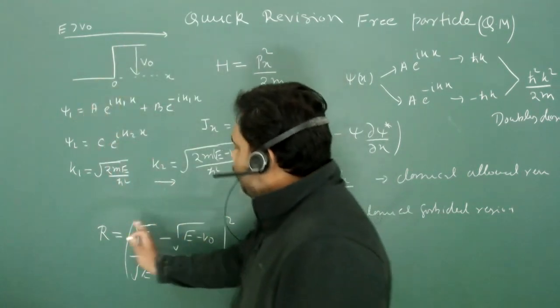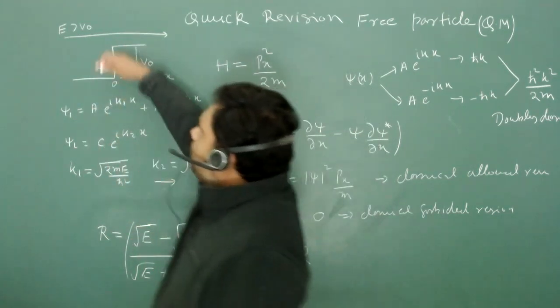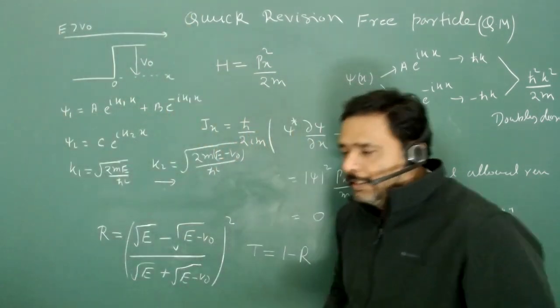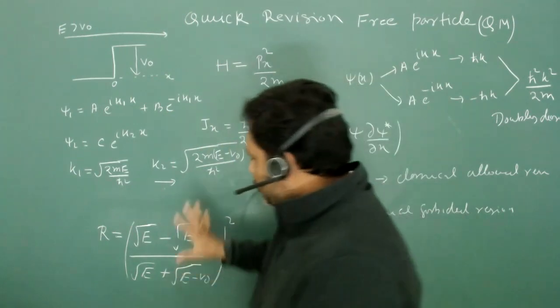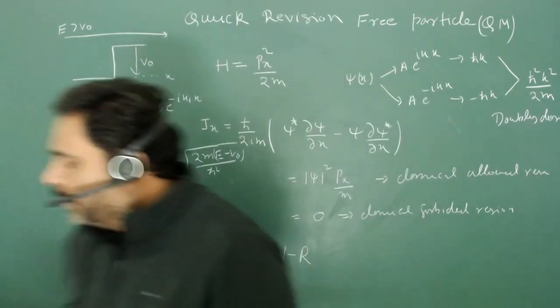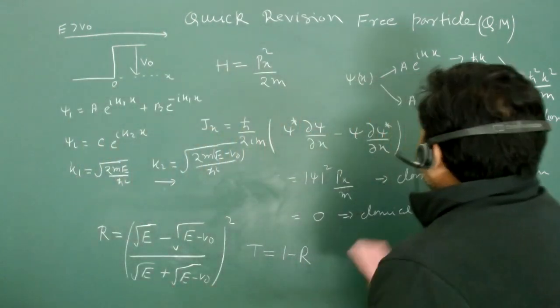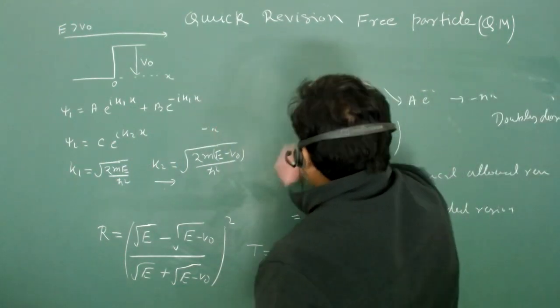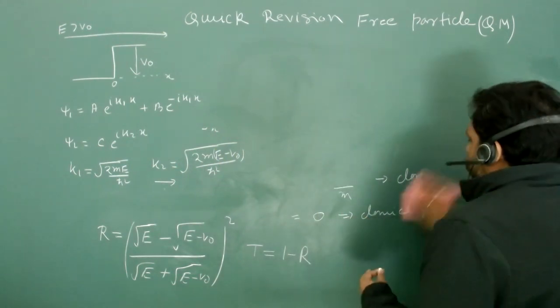So you have finite reflection. Even if energy is greater than V naught, the particle can reflect back. We have discussed all this in our quantum mechanics class, but you have to focus mainly on this part. And you have to also learn how to plot the wave function, mainly the probability density, into two regions.